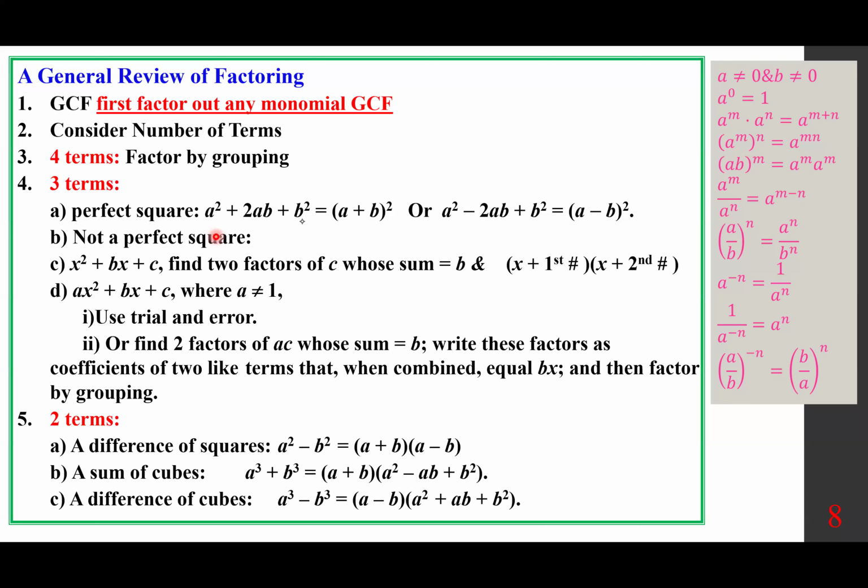If it's not a perfect square, and the coefficient of the highest degree term x squared is 1, x squared plus bx plus c, you want 2 numbers that are factors of c, the constant, whose sum is equal to b. So you want 2 numbers whose product is c and whose sum is b, and you would put (x plus the first number) times (x plus the second).